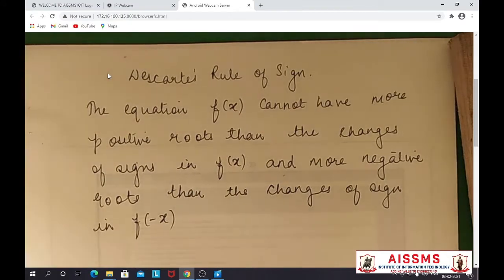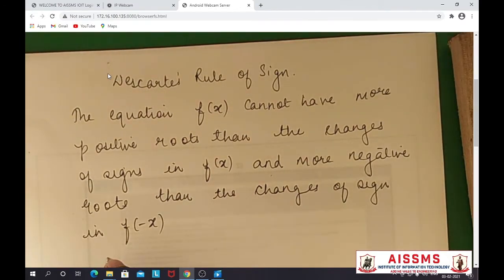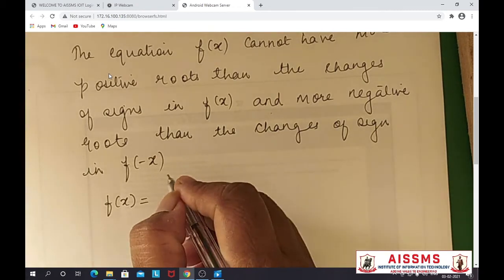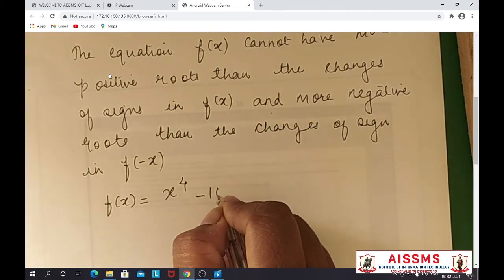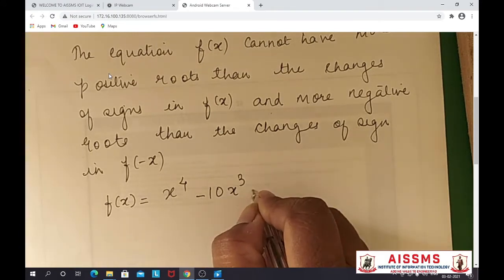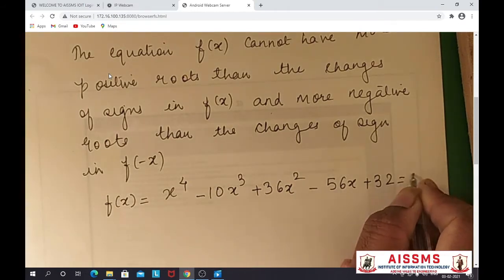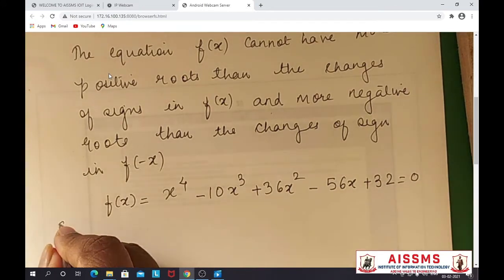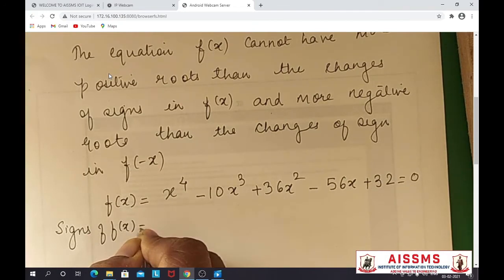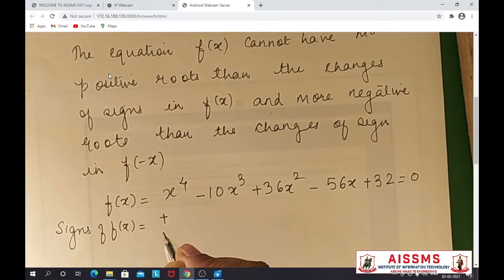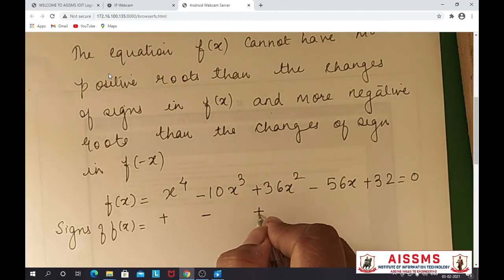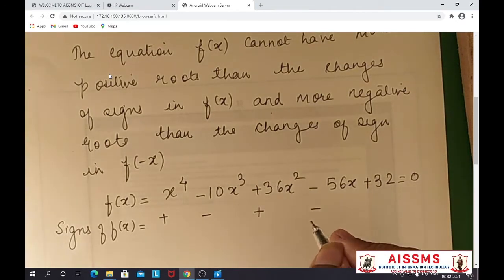Let us consider an example for this. You have the function f of x is equal to x raised to 4 minus 10x cube plus 36x square minus 56x plus 32 is equal to 0. We will write the signs of f of x. X raised to 4 has positive sign, minus 10x cube has minus sign, plus 36x square has plus sign, minus 56x has minus sign, and plus 32 has plus sign.